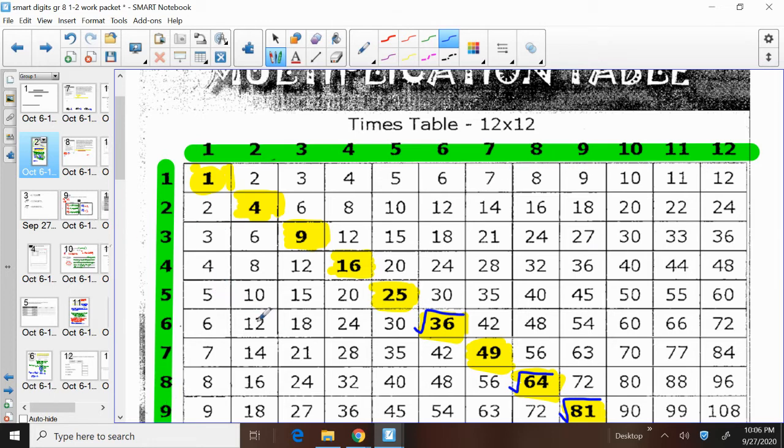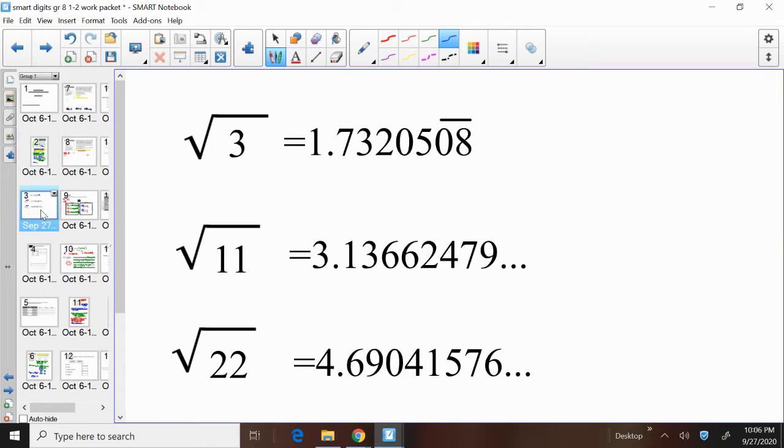But then there are some that are not perfect squares. For example, if I take the square root of 3, there is no number that I can multiply times itself to get 3. So when I take the square root of it, if I use a calculator or a tool online to find the square root of numbers, I would find that it was 1.7320508, and those digits would go on and on and on forever.